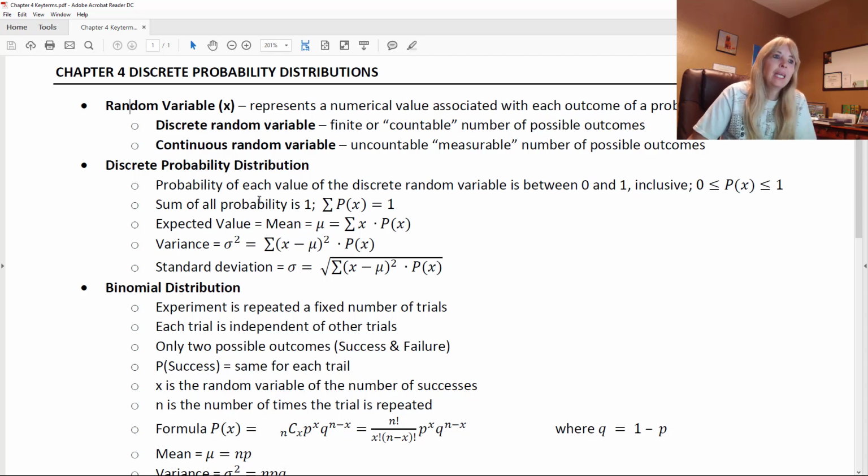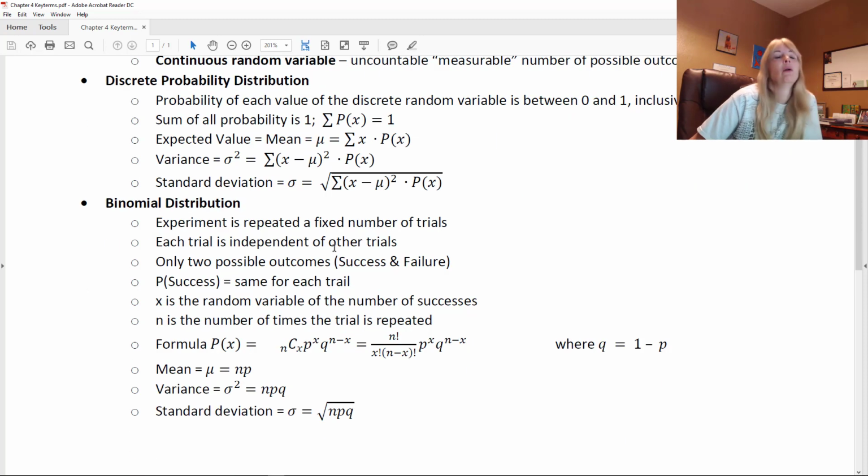How do you find the mean? Well, this one you have to take the sum of each outcome, so your random variable, and multiply it times the probability, and you add all those up. The variance is still how far away you are from the mean. So you take each value of your random variable minus the mean that you found above, the expected value, square it, multiply it by each probability, and add all of those up. Standard deviation, still the same thing, the square root of the variance. All right, so you get some practice with those.